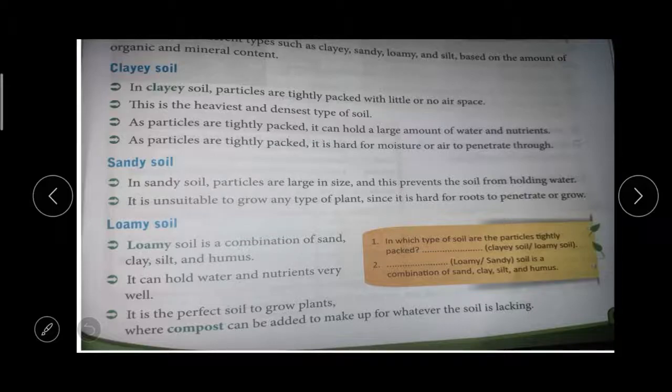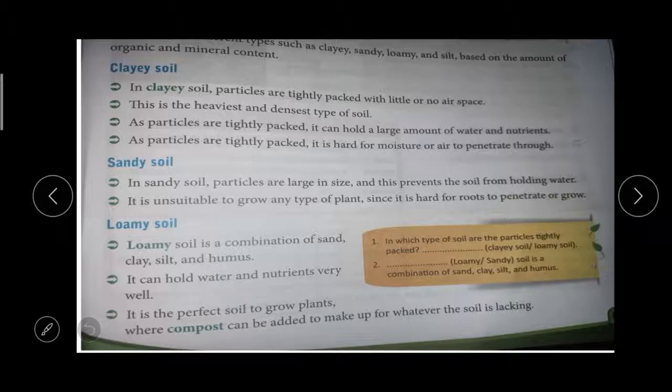This prevents the soil from holding the water because it has large particles, so the water will flow away. It is unsuitable for plants to grow because it is very sandy. It contains some bigger particles, so it is hard for the roots to penetrate and grow.